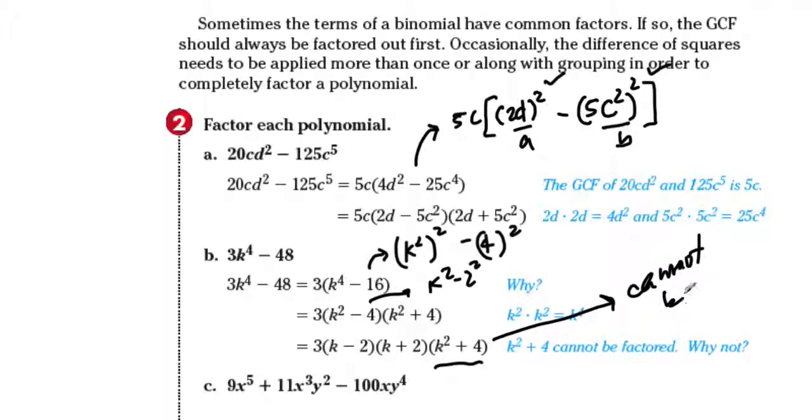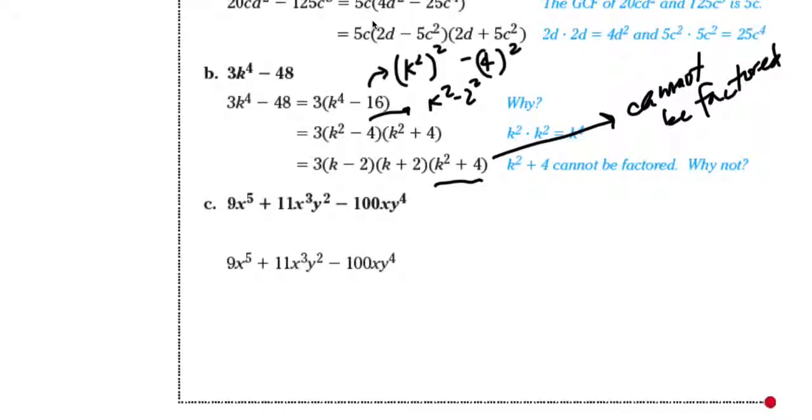Okay? K squared plus 4 cannot be factored as what you see here, so do not confuse yourself that k squared plus 4 can be factored, so leave it as is. And that's it. That's the fully factored form of 3k to the fourth minus 48. Let's take a look at the next example.